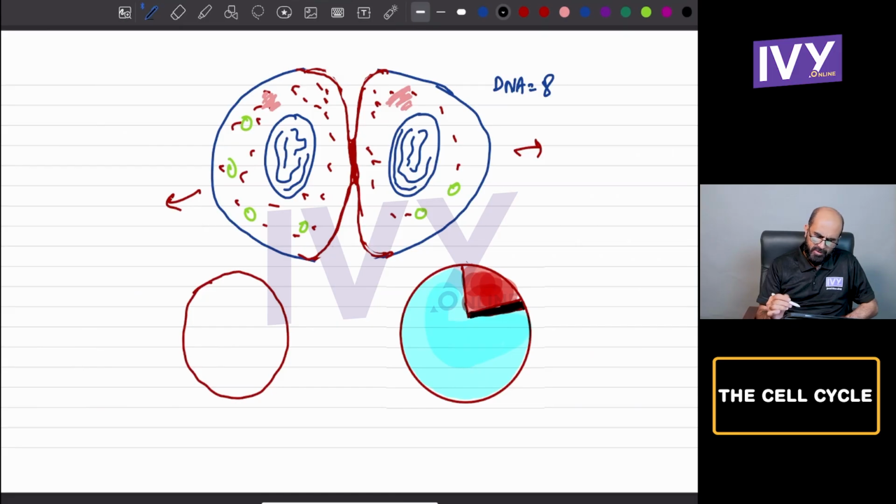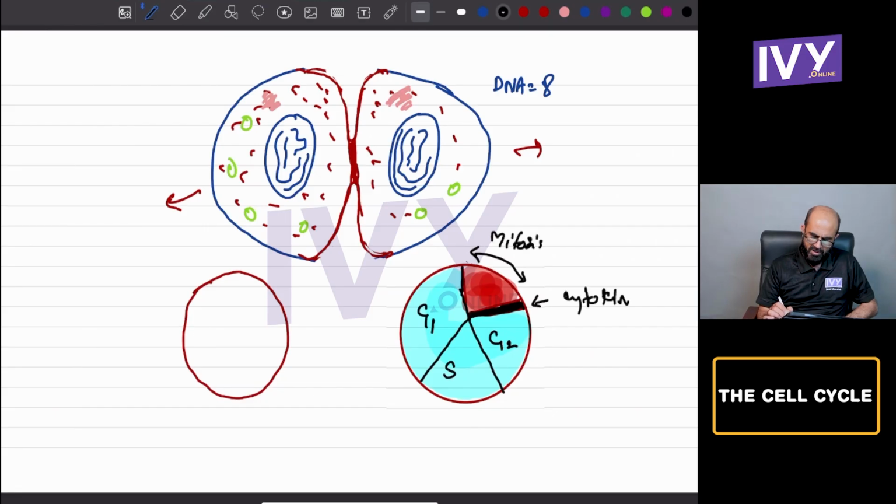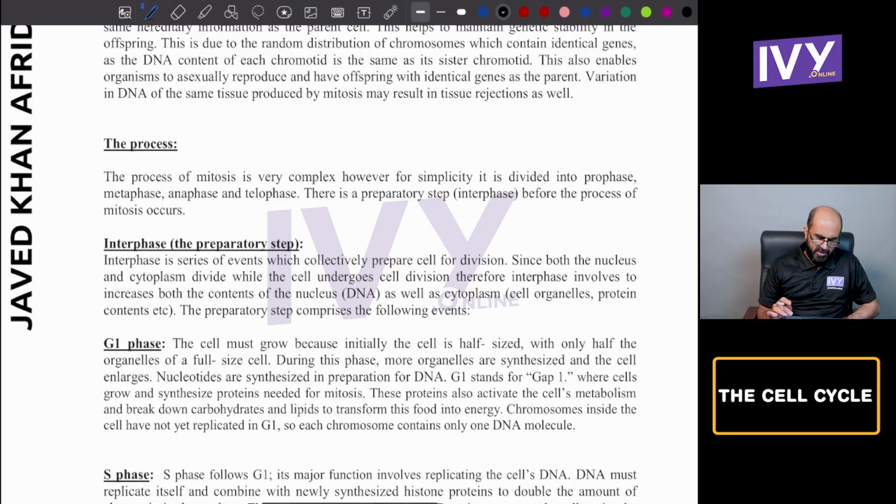And interphase is also of 3 steps. So here we have to divide like this. We have G1, which is the longest phase, then the S phase, and then the G2 phase. And this is the mitosis, and here is the cytokinesis, the entire process. So let's talk about the process, the G1 phase, and so on.